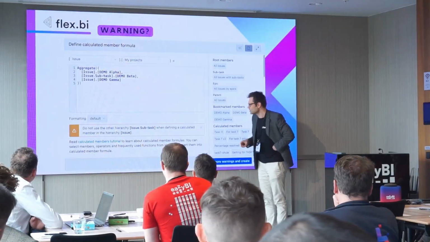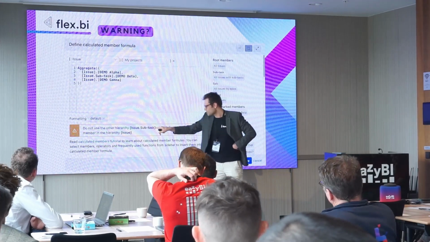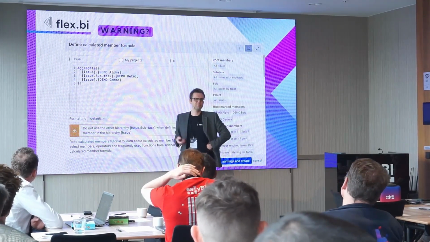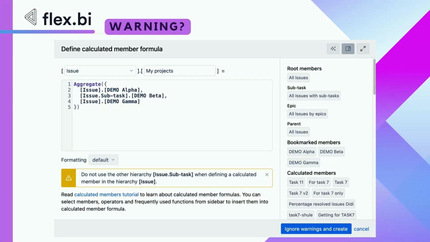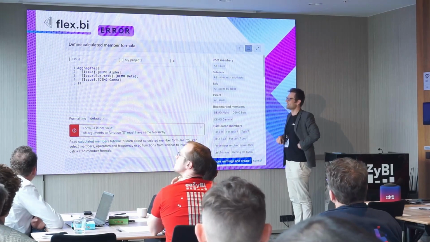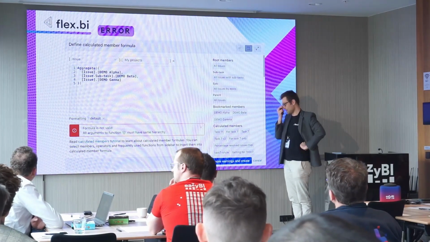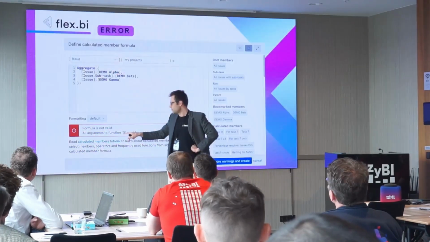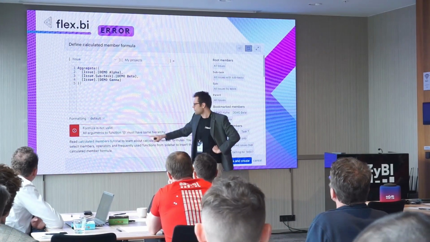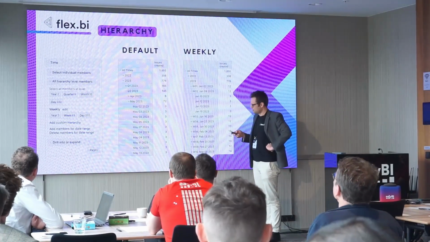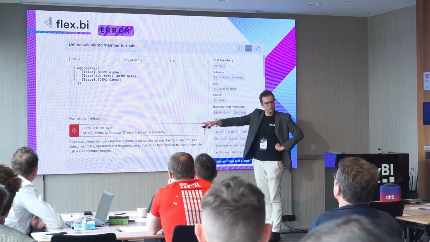Do not use other hierarchy issue subtask when defining calculated member in the hierarchy issue. Well, warnings can be ignored, right? So what can go wrong? Well, we click again, and this time eazyBI doesn't allow us to create this. And it says all arguments to function and then curly brackets must have the same hierarchy. So we know a bunch of these things.